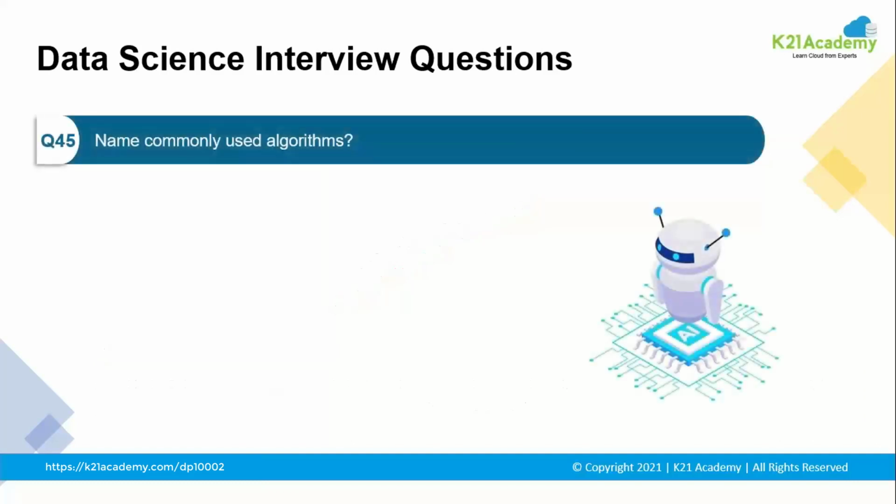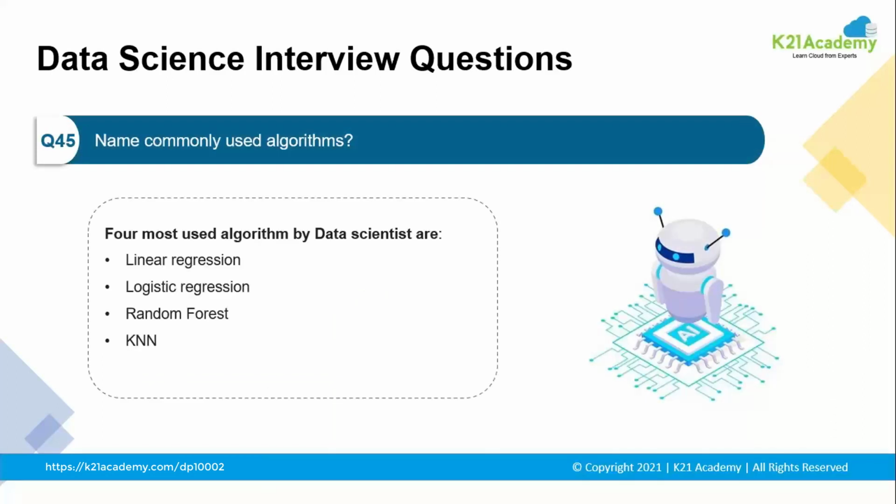Moving on to the next question, name the commonly used algorithms. So let's see some of the most commonly used algorithms. Some of the most commonly used algorithms by data scientists are linear regression, logistic regression, random forest, KNN, and something else that I would also like to add over here is ensemble techniques. This can be boosting, bagging, and various other algorithms.